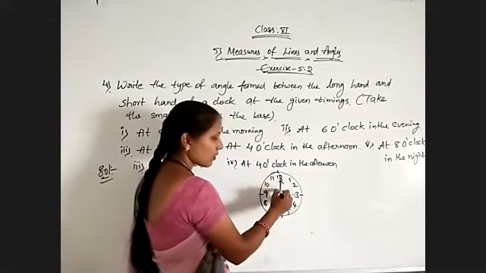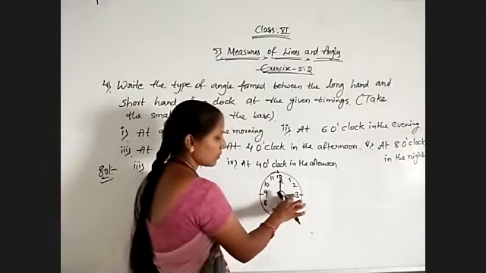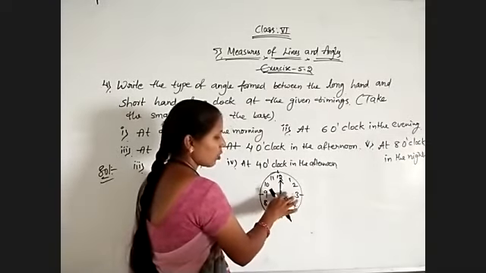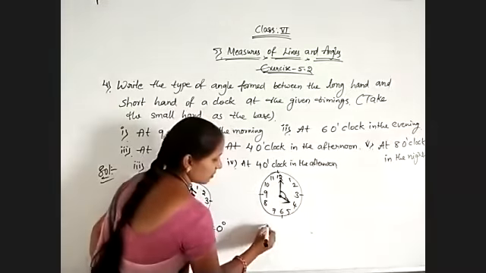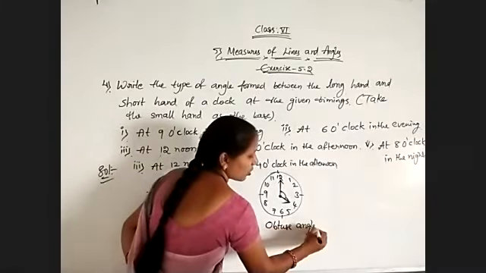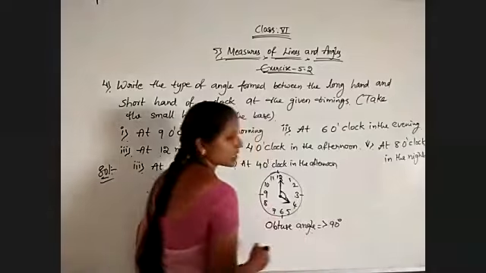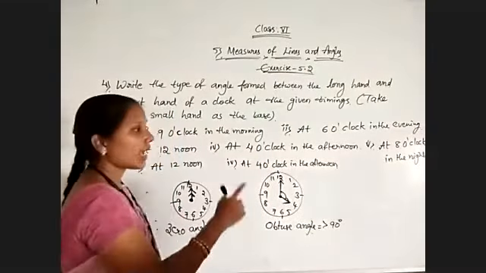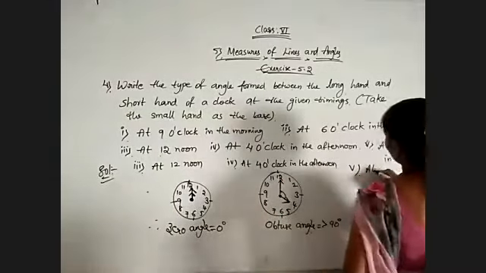Observe this angle. It is more than 90 degrees, yes or no? More than 90. So which type of angle is it? Obtuse angle. And what is the measure? We don't know. Obtuse angle is more than 90, which is equal to greater than 90 degrees. And coming to the last question, 8 o'clock in the night.